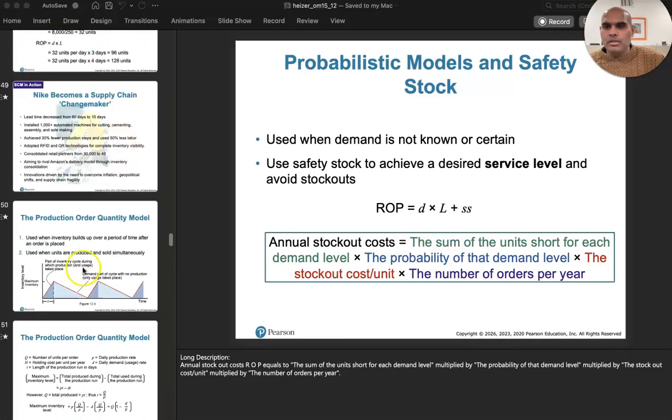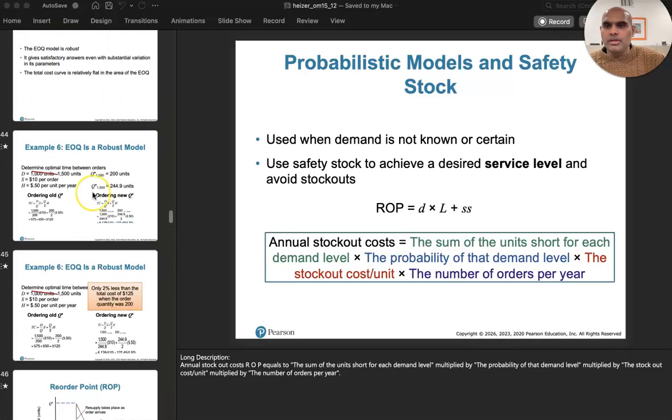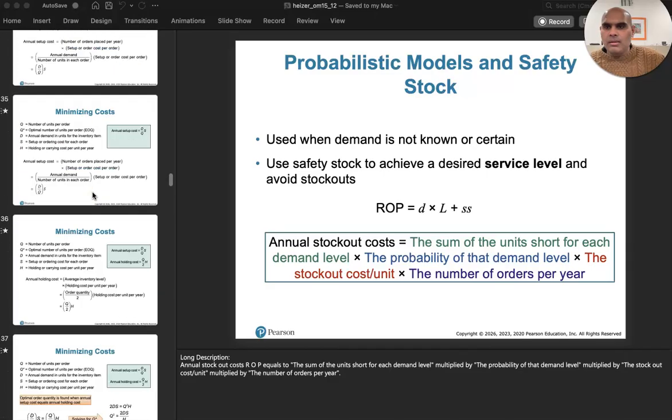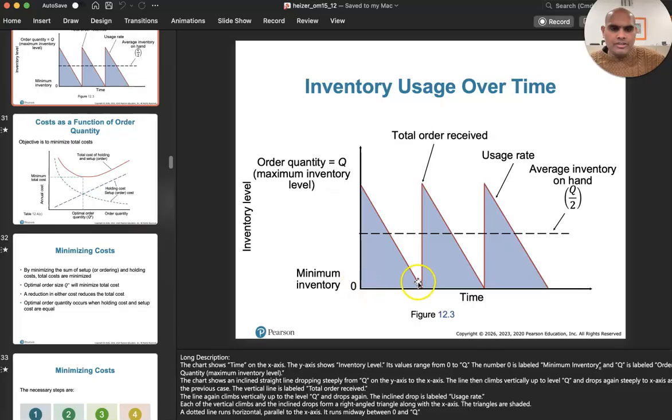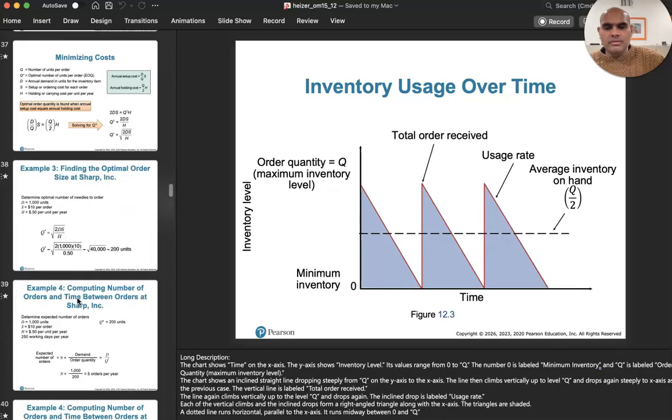If you remember, the EOQ cycle looks like this. You're managing everything so that as soon as your inventory hits zero, the next order arrives, and immediately inventory becomes capital Q. Inventory becomes zero, goes back to Q, and so on. So that was the economic order quantity cycle.